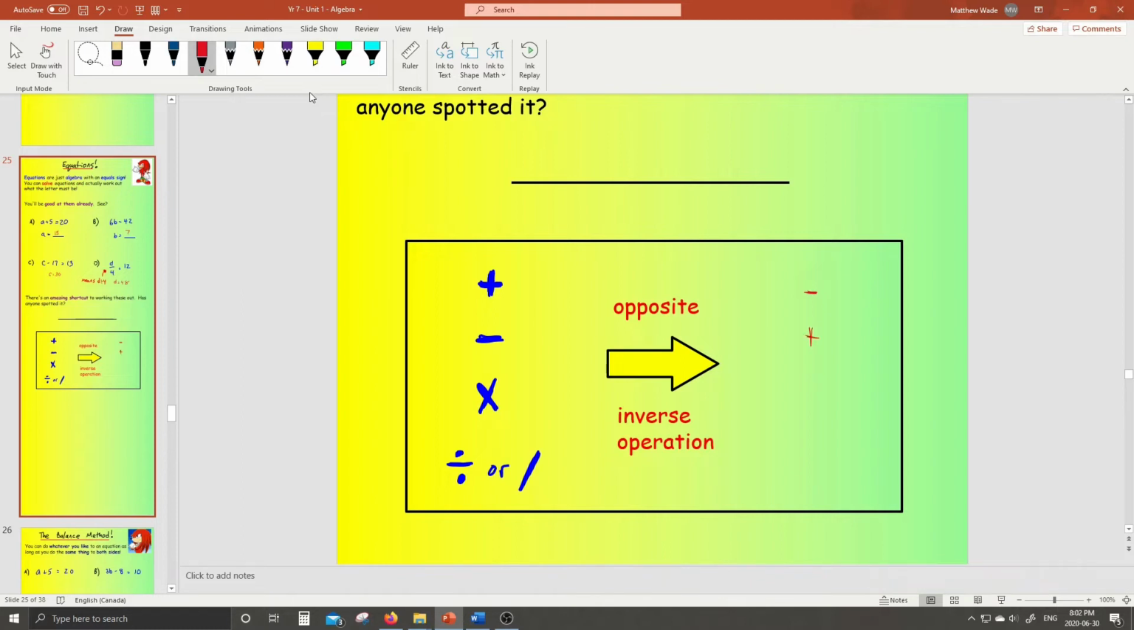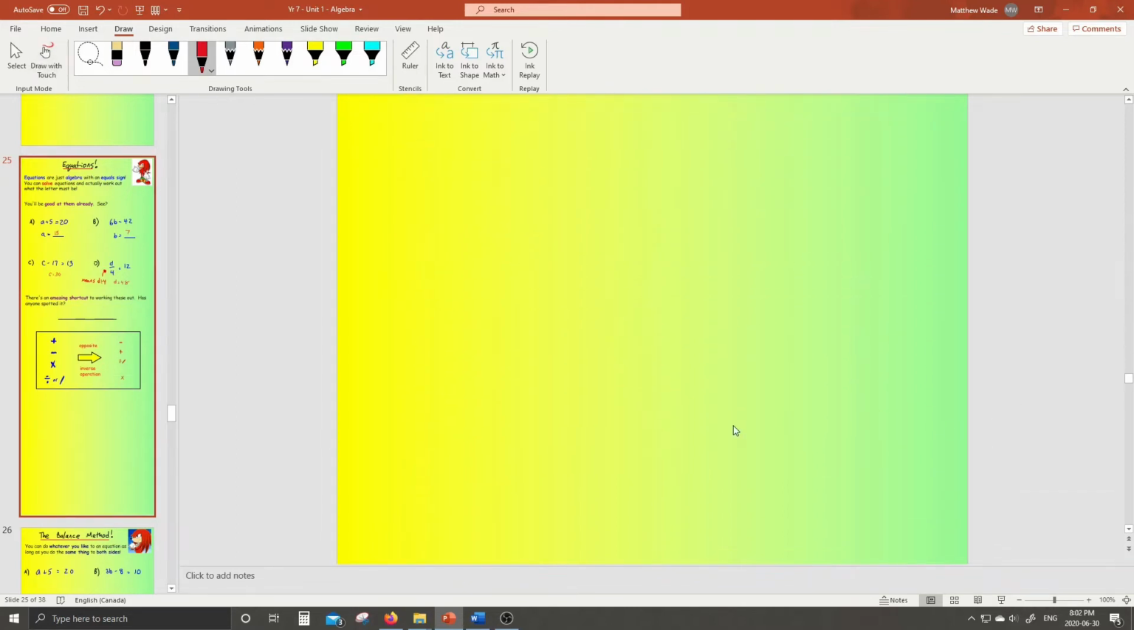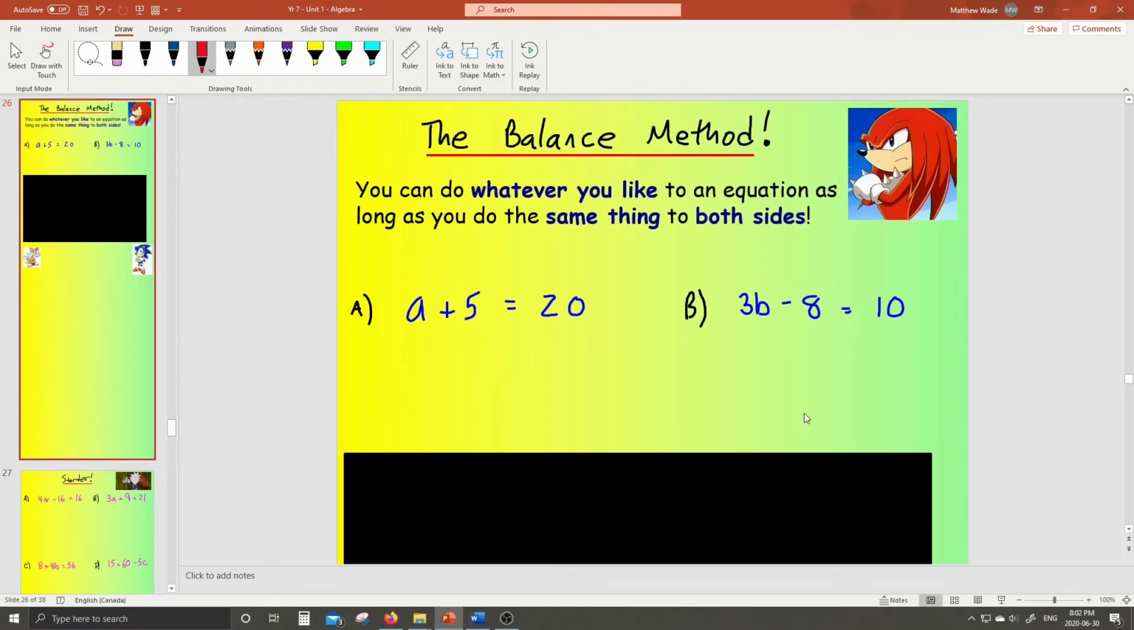Opposite of times, well, it's going to be divide, but usually we do it as a fraction, so usually it's like that as well in a fraction. And the opposite of division is multiplication. Bish, bash, bosh, and that allows us to do the brand new unit, which is my important thing. So that was just a warm-up. The actual thing I'm going to teach you today is called the balance method.